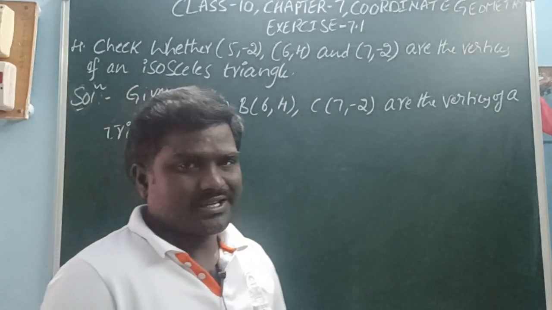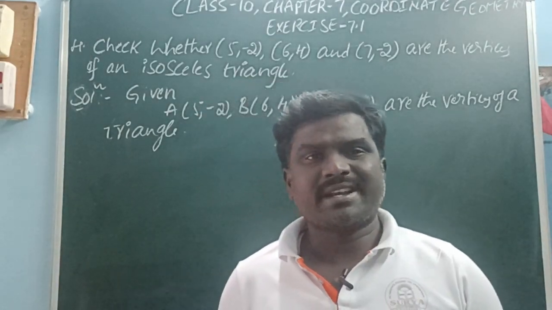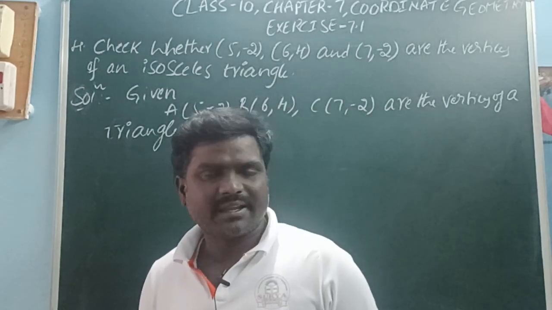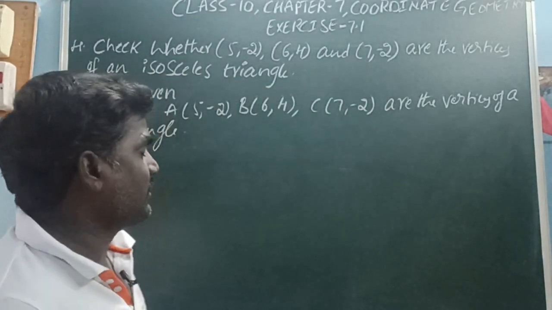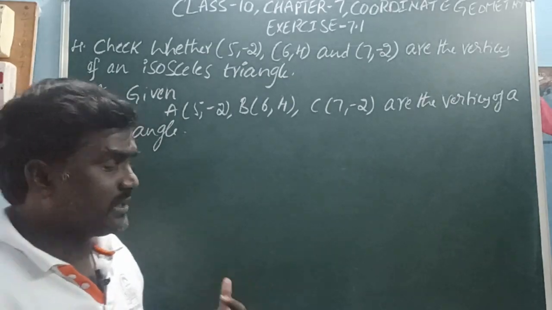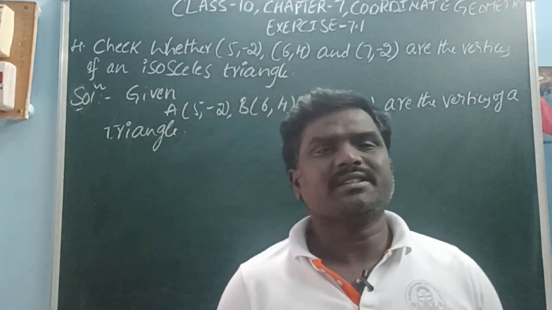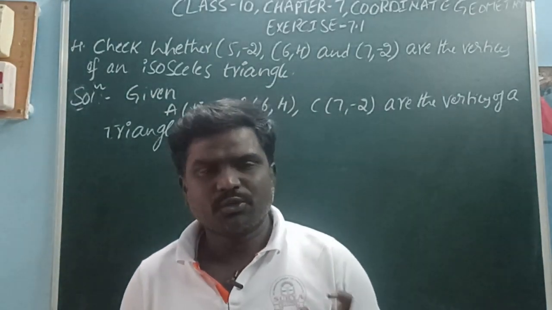So isosceles triangle means what? Any two sides are equal in a triangle. The triangle is called an isosceles triangle. So how can we prove that any two sides are equal? By using the distance formula between 2 points.